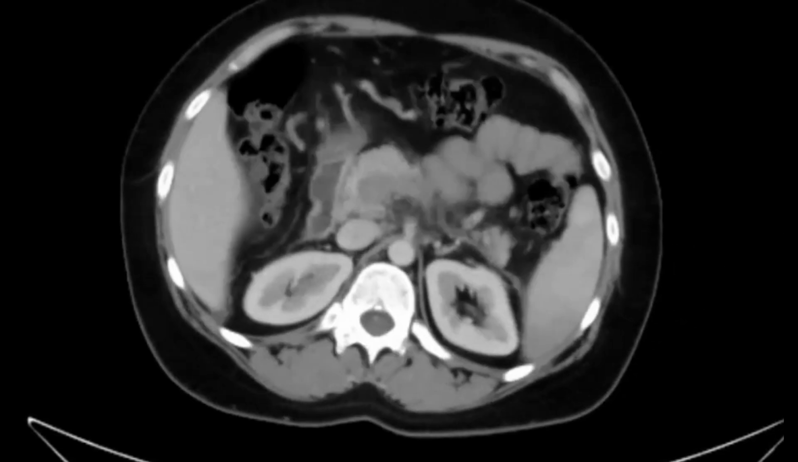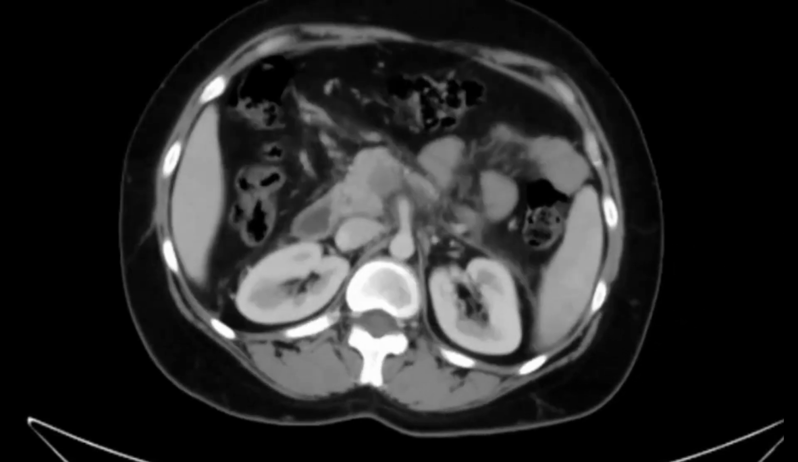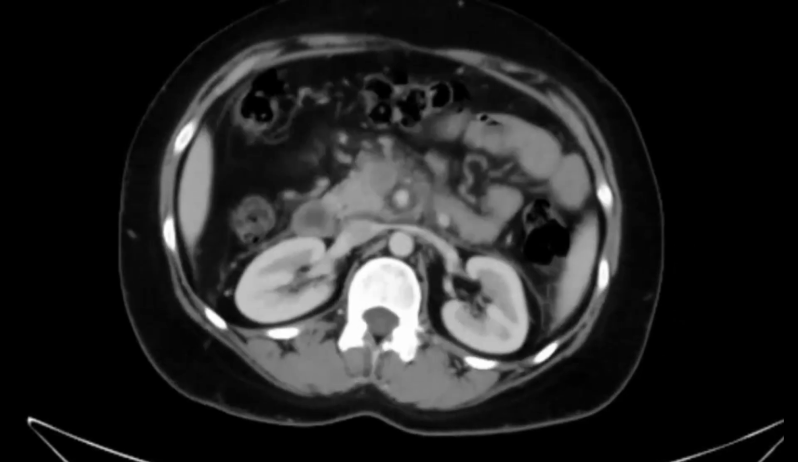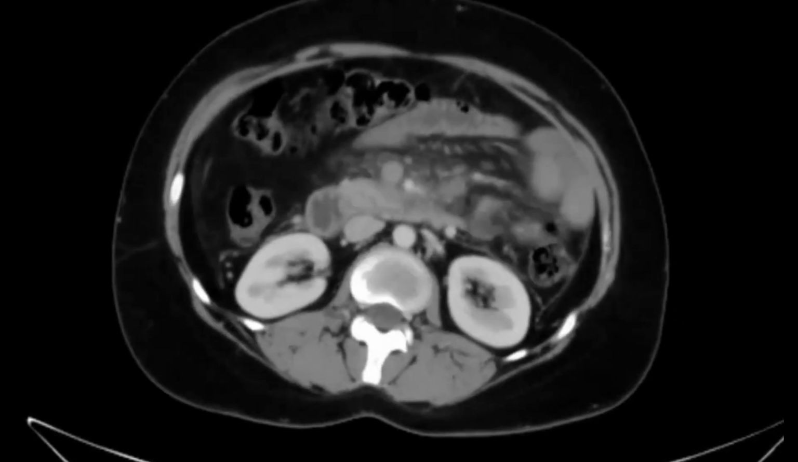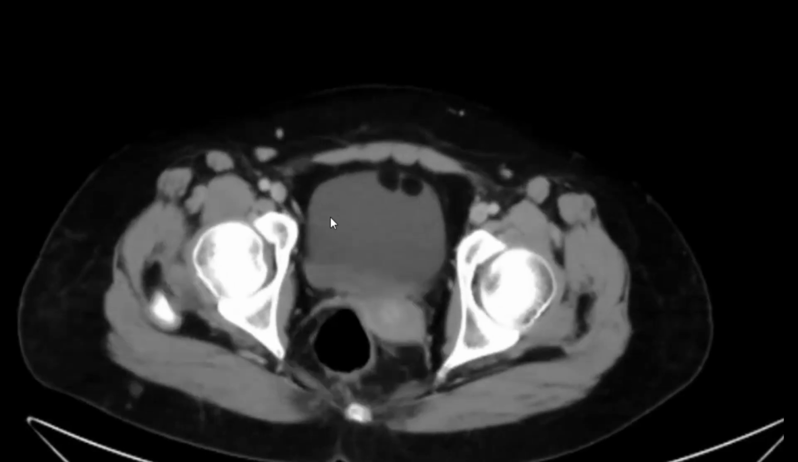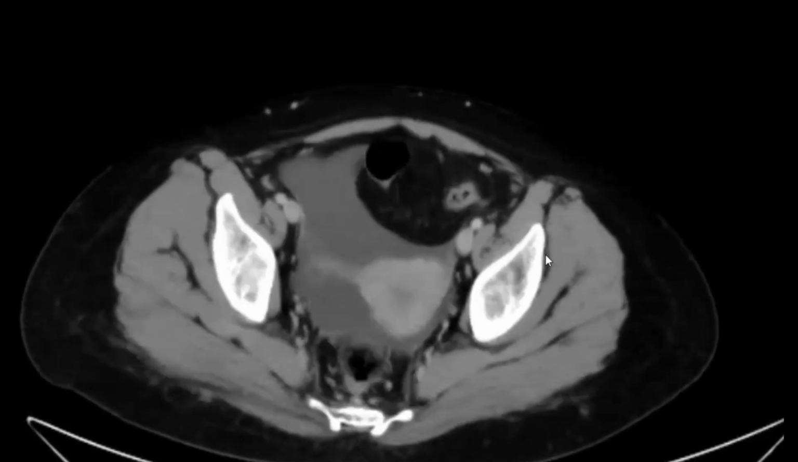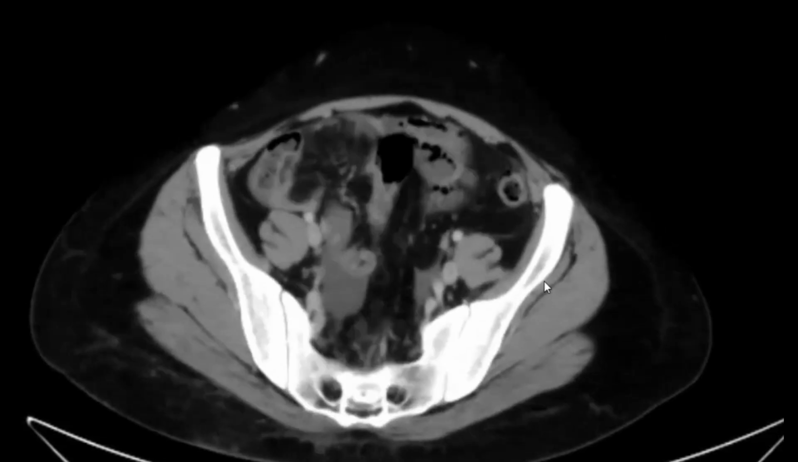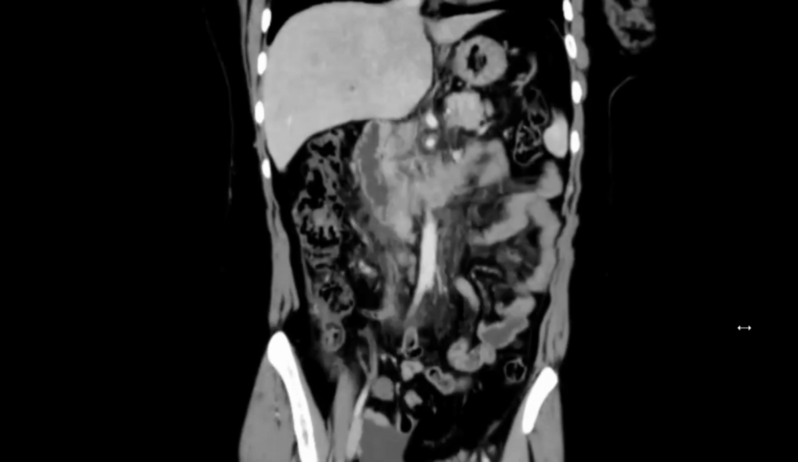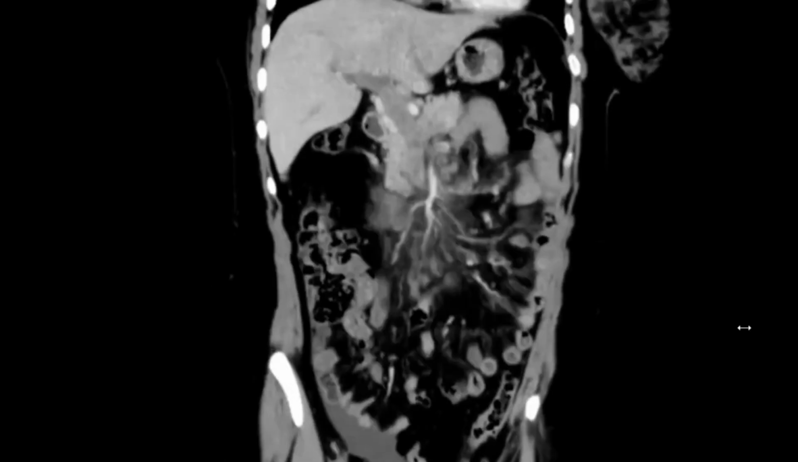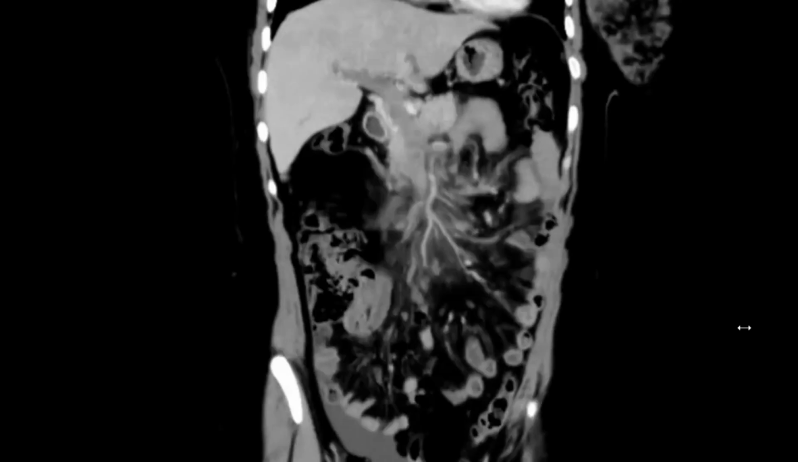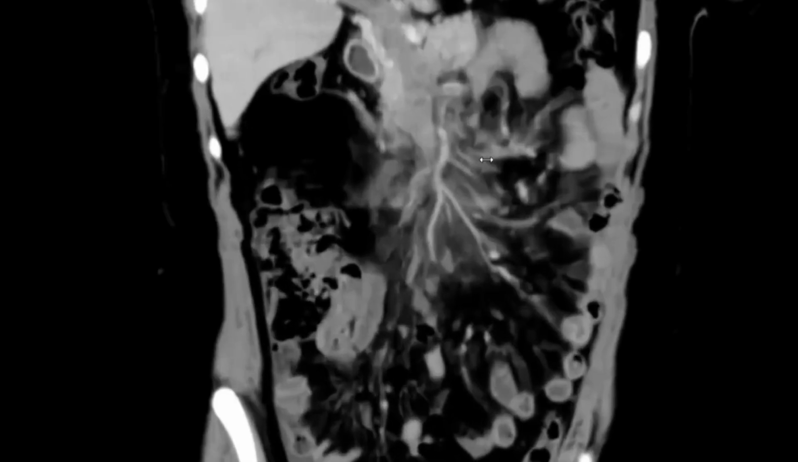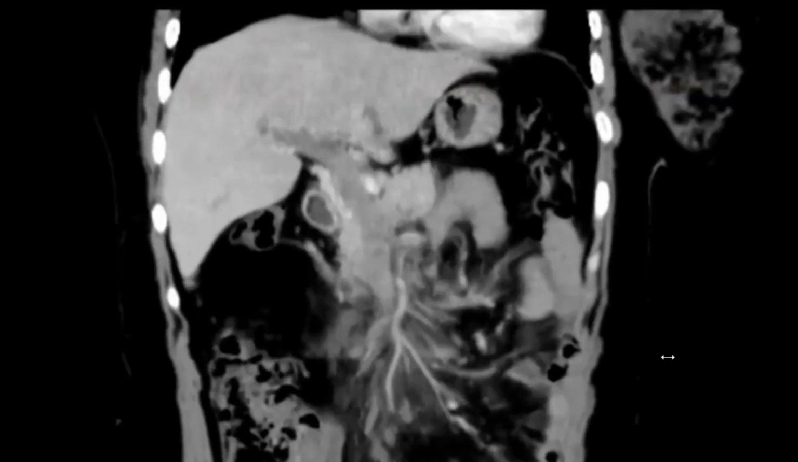There is fat stranding seen in the para-aortic region and surrounding the aorta. Free fluid in the pelvis, of course. This is free fluid, and mesenteric fat. Okay, let's go to the coronal, probably you would appreciate it more. What do you see? I see there is increased fat stranding and density of the mesenteric fat. So you're talking about here, right? Yes. Good. What else?